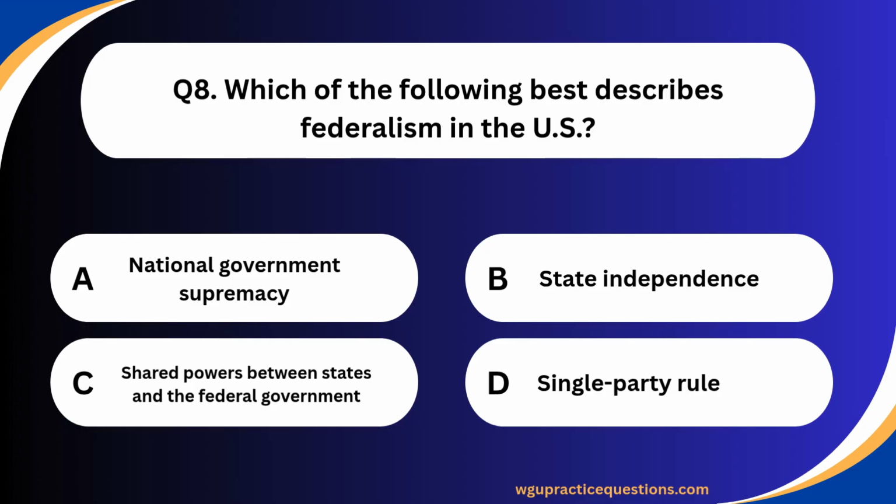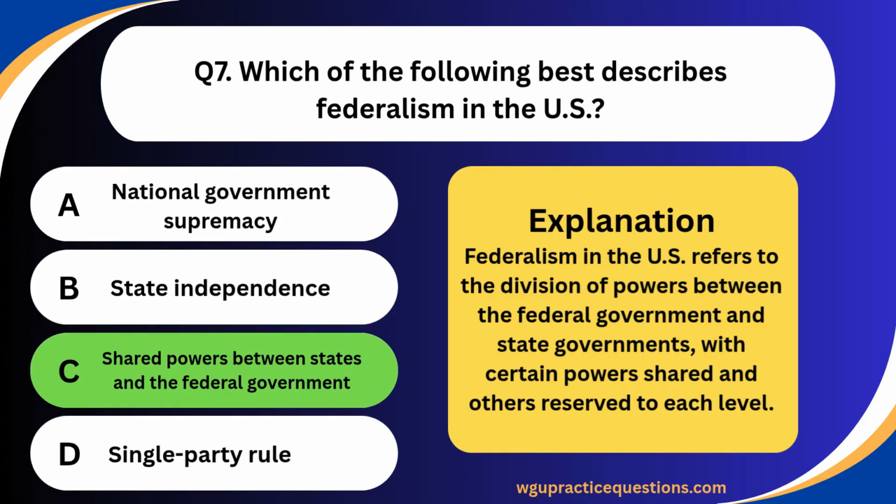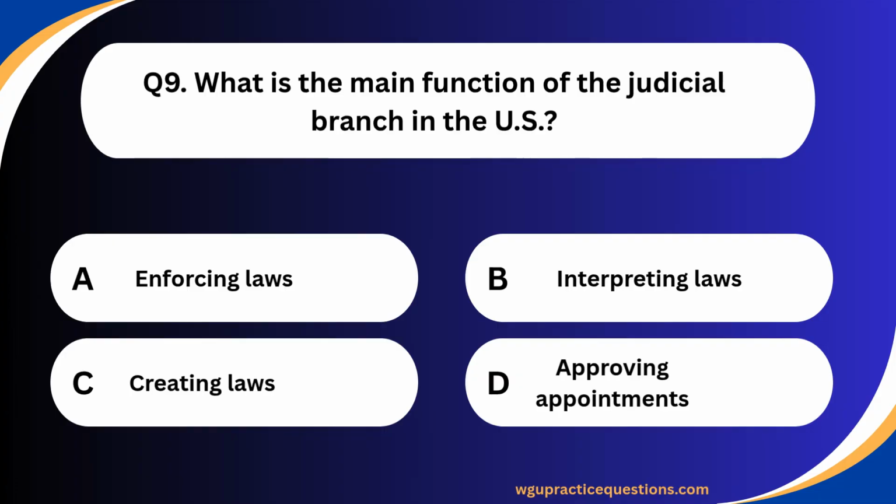Question 8. Which of the following best describes federalism in the U.S.? A. National government supremacy. B. State independence. C. Shared powers between states and the federal government. D. Single-party rule. Which one is the correct answer? The correct answer is C. Shared powers between states and the federal government. Explanation. Federalism in the U.S. refers to the division of powers between the federal government and state governments, with certain powers shared and others reserved to each level.